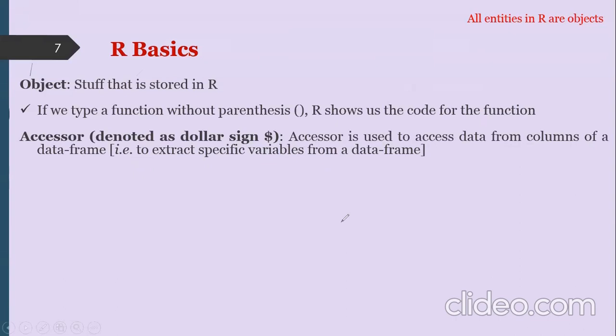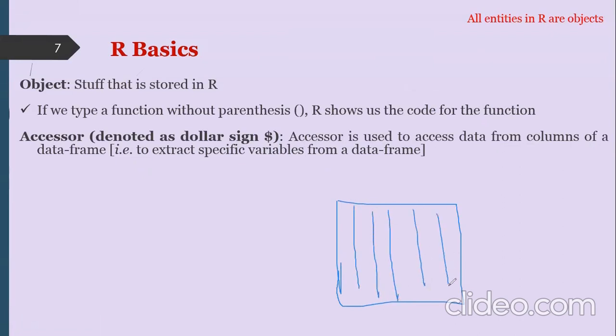If we have a data frame, it means we have a table, and in that table we have different variables. This is column one, column two, this is three, this is four, and this is five. Say for instance, this four is the names of cities. They are cities.